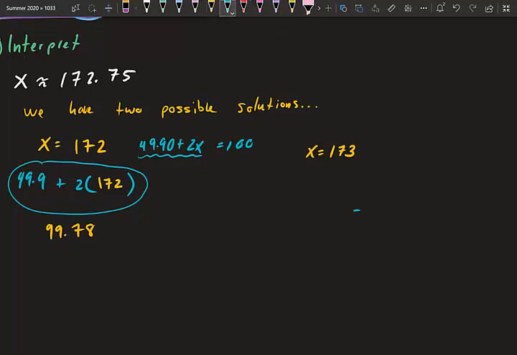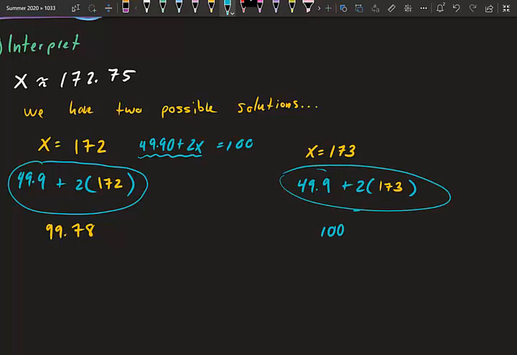So let's do the same thing to the other one. We have 49.9 plus 2 times x, which is 173. So plug all of this into your calculator, and we get 100.07.